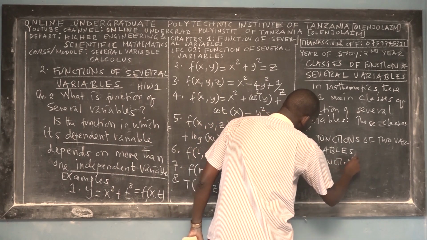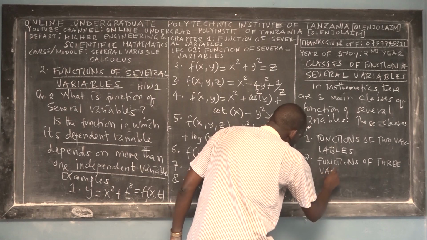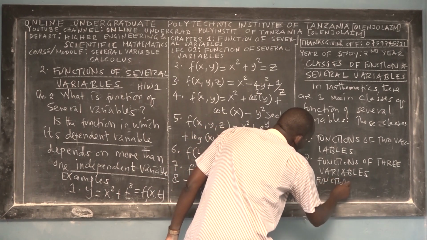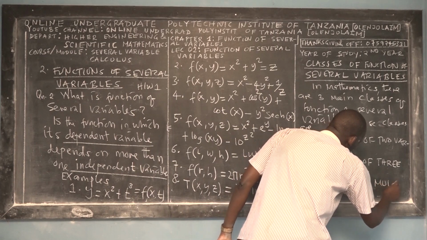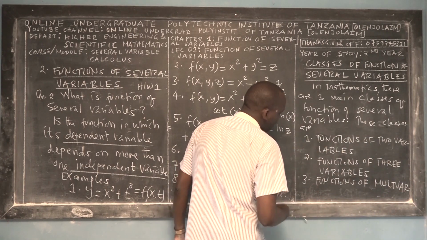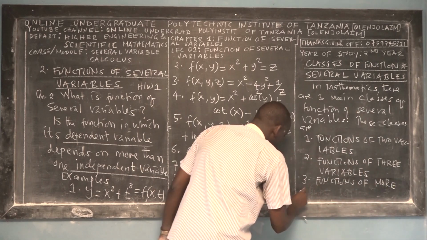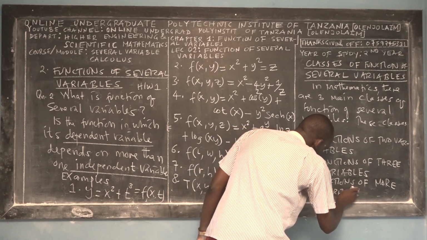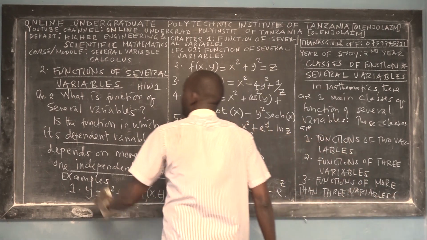And then we have the second one, functions of 3 variables. And then we have the third one, functions of n variables, multivariable. It's functions of more than 3 variables. We call it more than 3 variables, or multivariable.